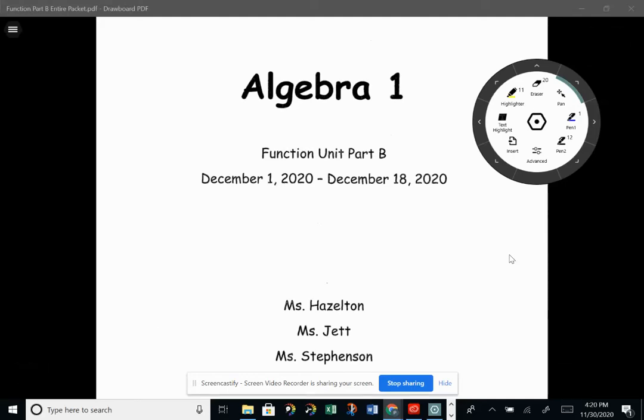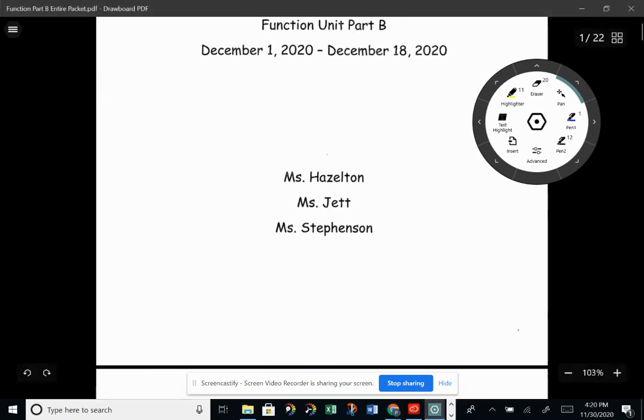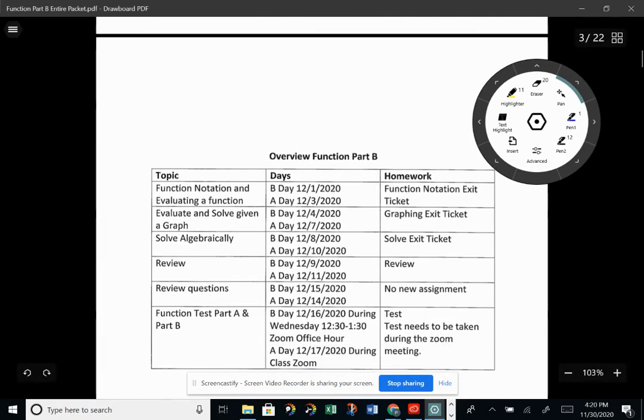Okay, so this is going to be what we're doing until Christmas break. This will be function part B. You guys already did function part A. This is function part B. So this is what your packet should look like. You should already have it.